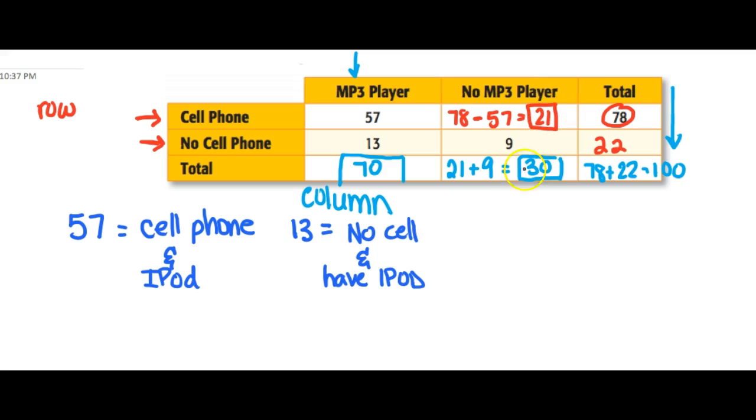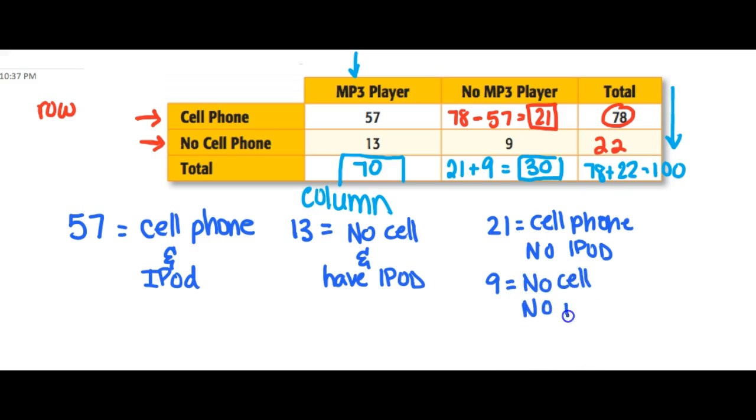Okay, 21 people have a cell phone, and then no iPod. And then right here we have 9 people who have neither. They have no cell phone, and they have no iPod. I'm guessing these are probably the little kids. We'll see. Okay, so this is how we read this.